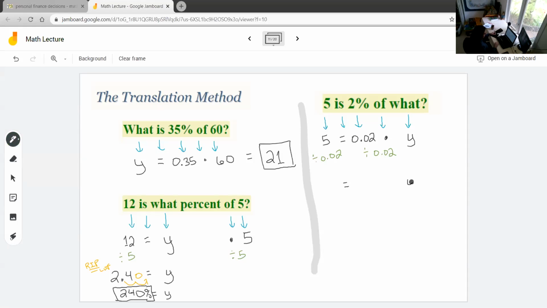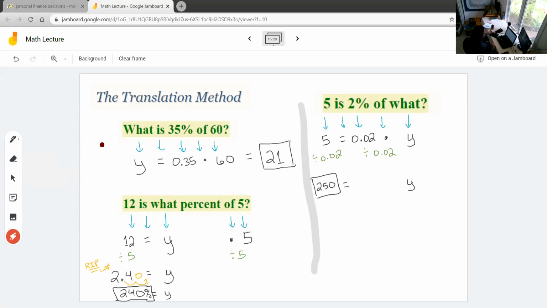So then y is by itself. 5 divided by 0.02 gives me 250. And I'm done. It doesn't ask me for a percent. I don't have to fidget with it like last time. I just have my answer.